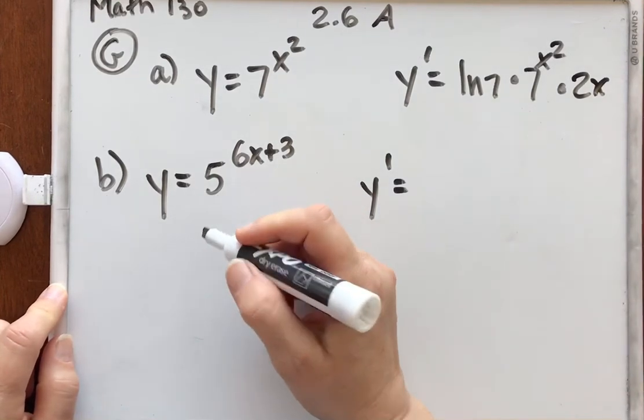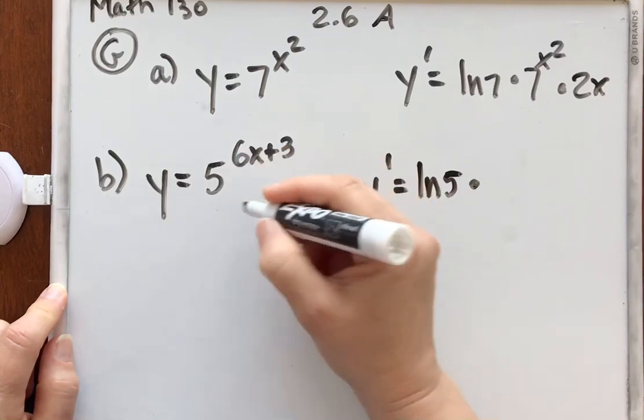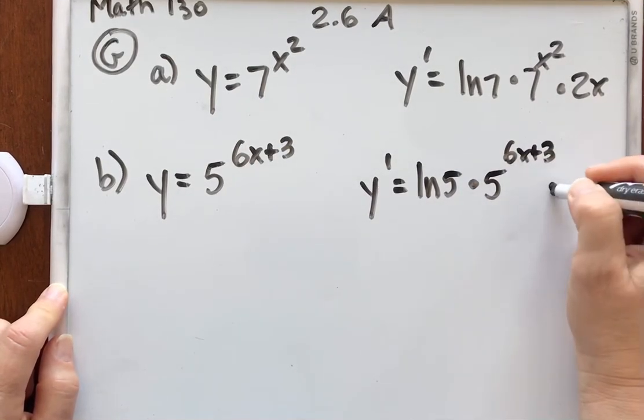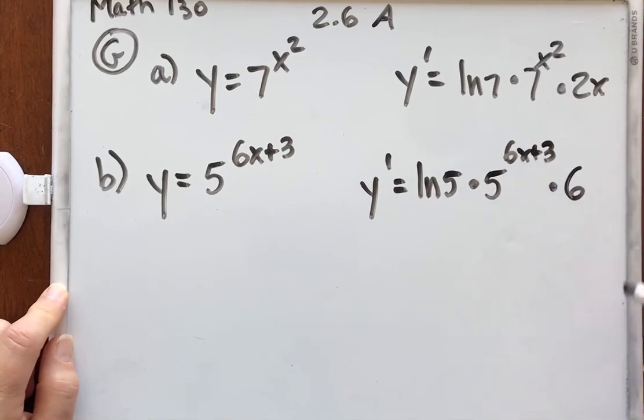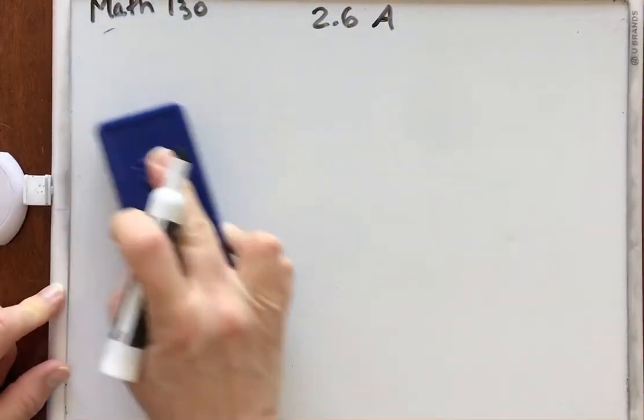Okay, here 5 is the base, ln of 5. Multiply by the whole thing, 5^(6x+3). Multiply by the derivative of the exponent, 6. Okay, very good. All right, now we're going to do a word problem.